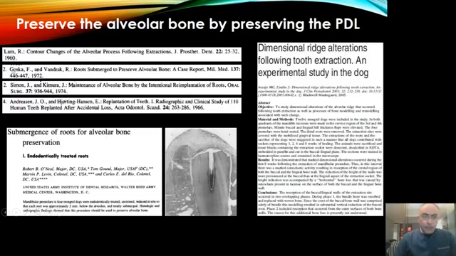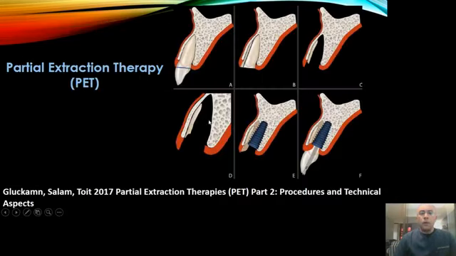A lot of other studies from either Europe or the US showed that whenever we try to preserve the PDL or preserve the tooth, we can preserve the alveolar ridge, either by root submergence or even by replantation of teeth. The partial extraction therapy came exactly from this idea.